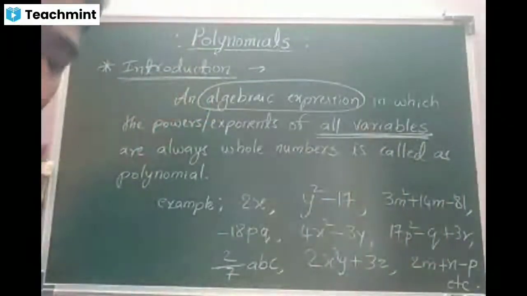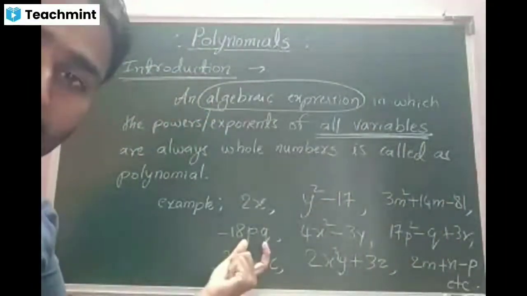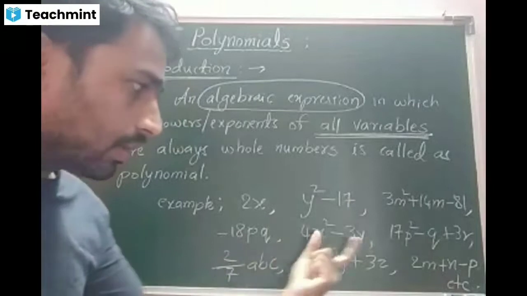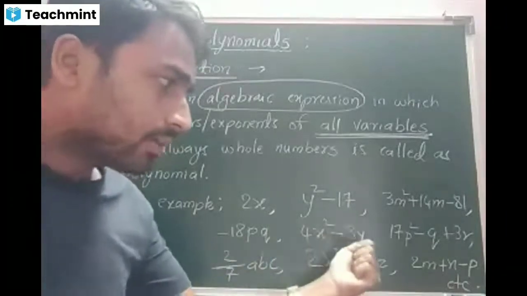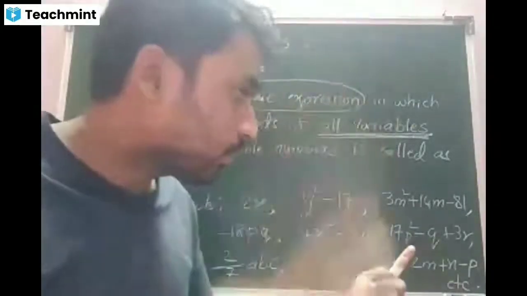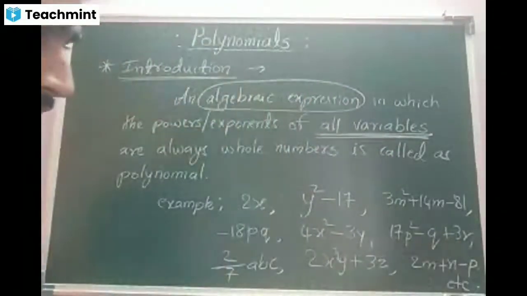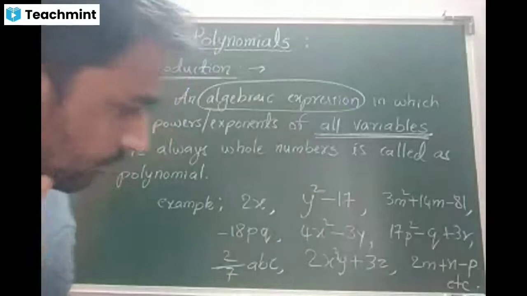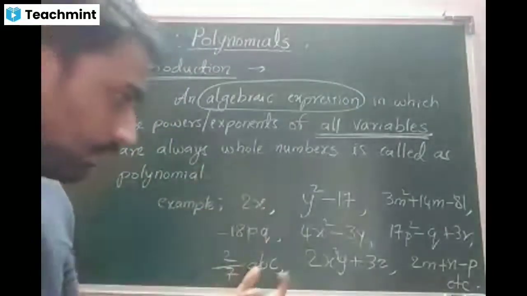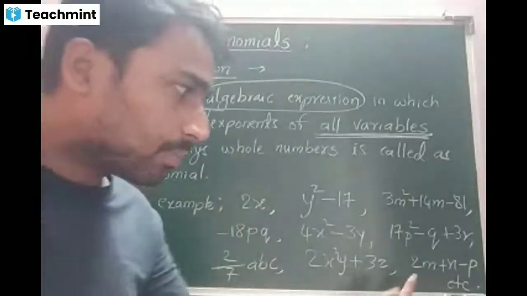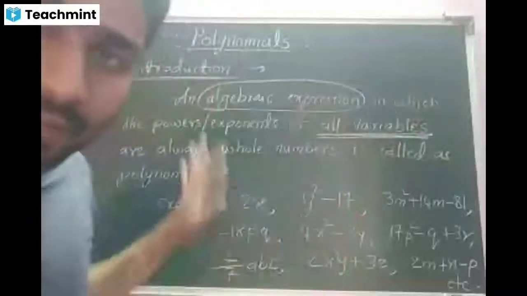You can see there are two variables in the one expression. Here also two variables, x and y. Here you are going to get three, p, q, r. Then again three variables, 1, 2, 3 variables. Is that clear, students?